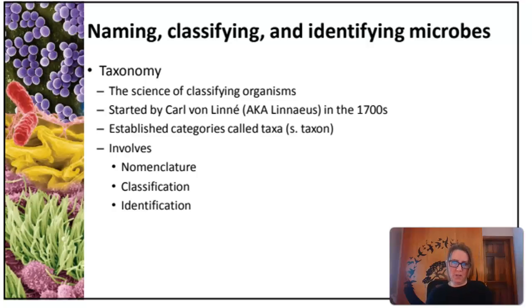So we call this taxonomy. It's the science of classifying or essentially organizing organisms. And each of the groups that we're going to talk about, from the domain all the way down to the species, is called a taxon. Okay, so let's talk about nomenclature, classification, and identification.